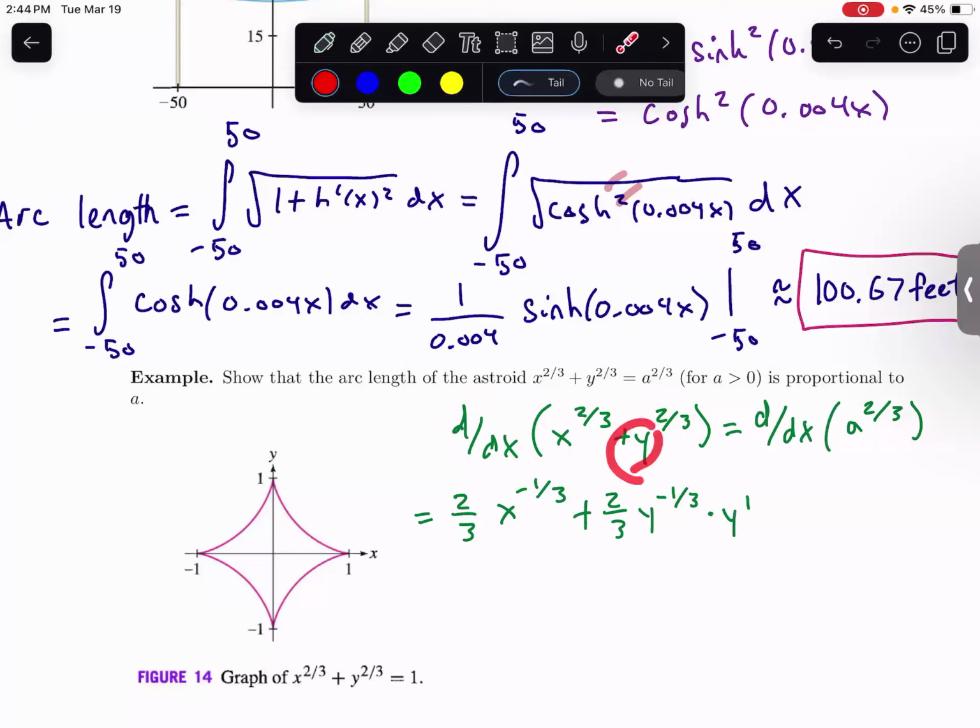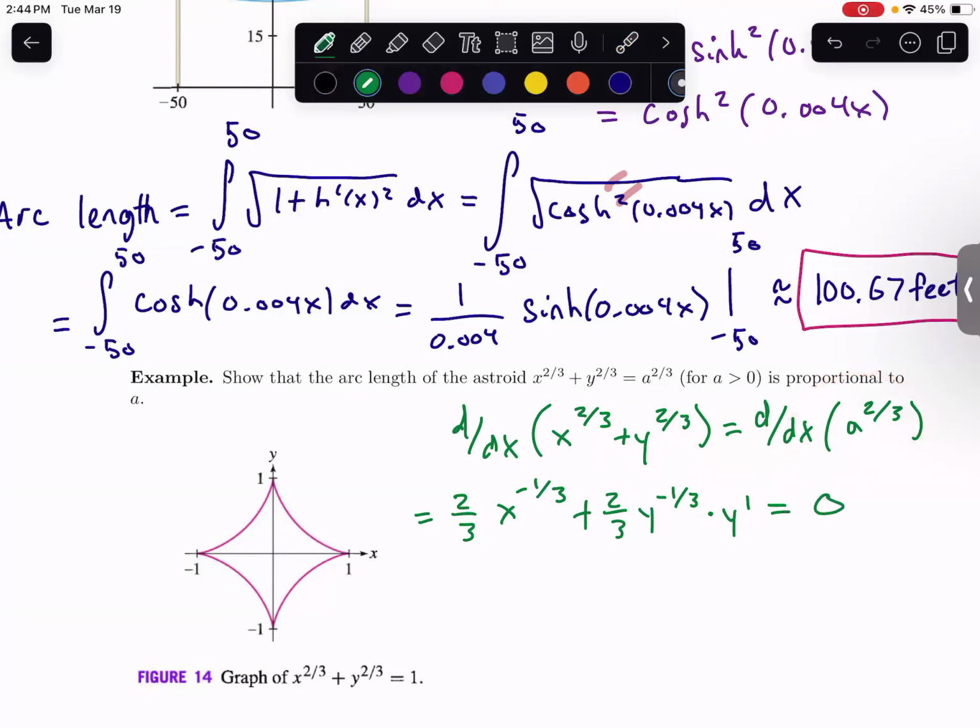So we're thinking of y as a function with respect to x. So if we take the derivative, we have to use the chain rule. So what that means is whenever you're taking a derivative with something in y, you always have to multiply by y prime afterwards. That's the practical way of thinking about things. You always just include the y prime at the end. And then the derivative of a to the 2/3 is just a constant. So that's 0.